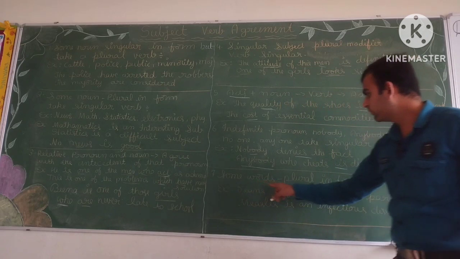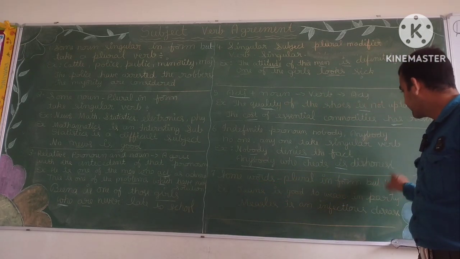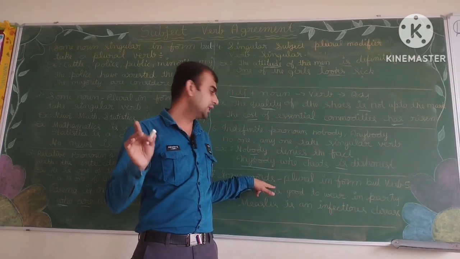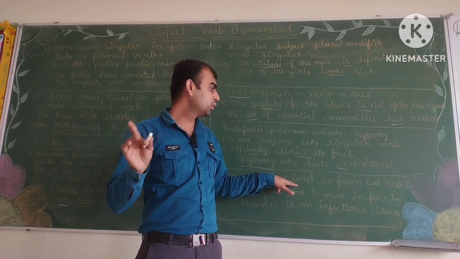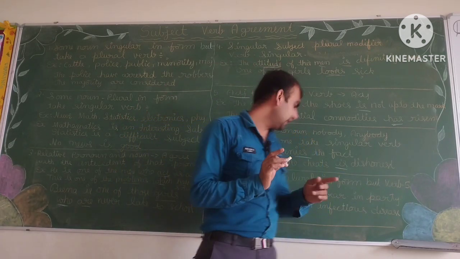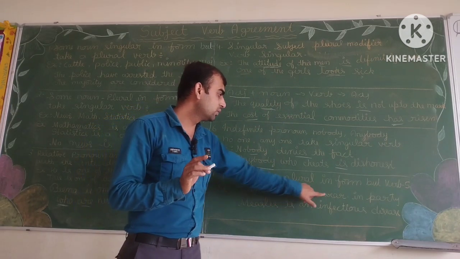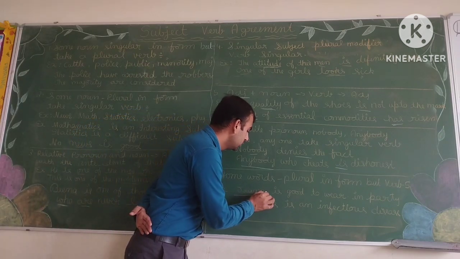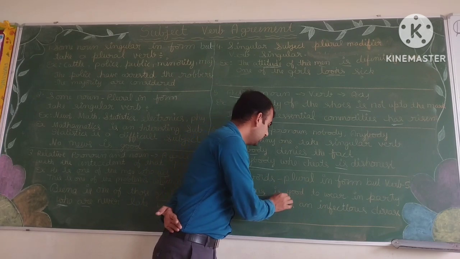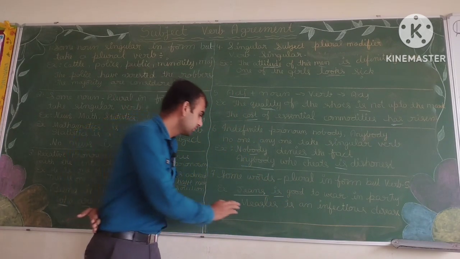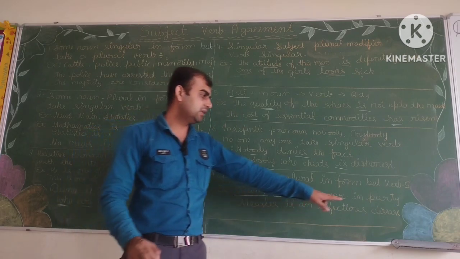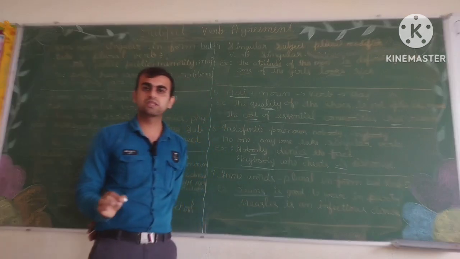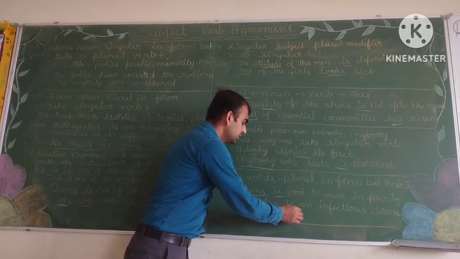The last rule. Some words or nouns which are plural in form take a singular verb. Example: jeans is good to wear at a party. Jeans looks like a plural form, but the verb must be singular because jeans is treated as singular. Measles is an infectious disease. Measles looks like a plural, but the verb must be singular.